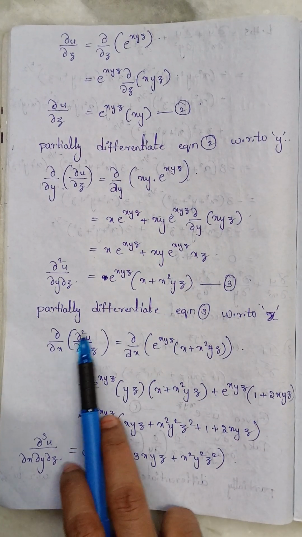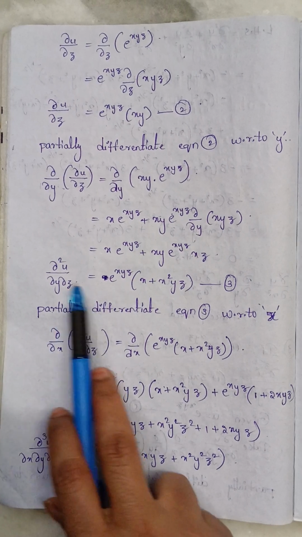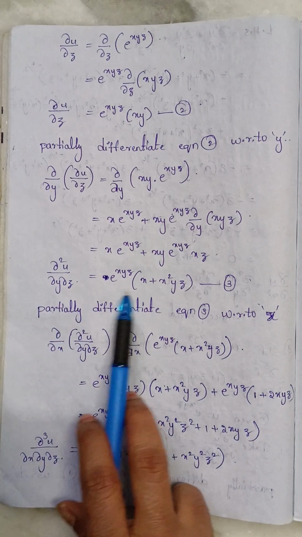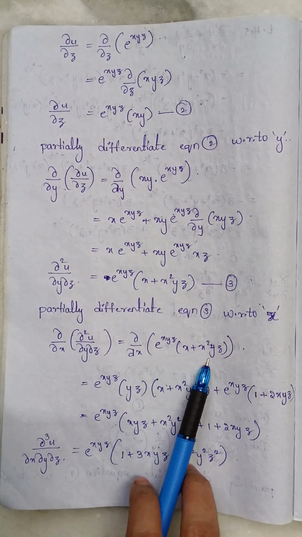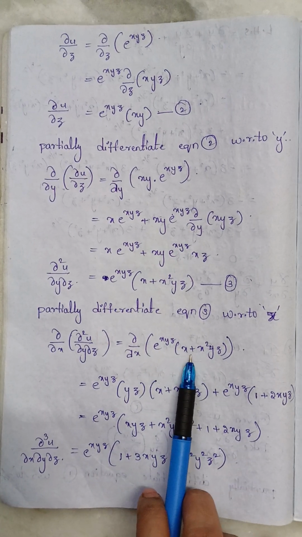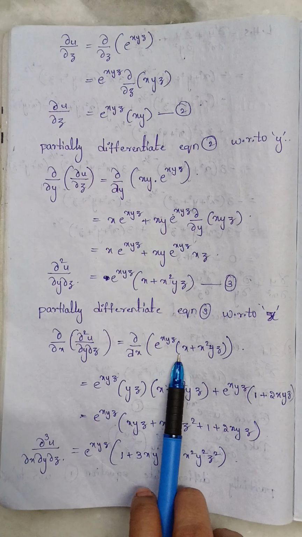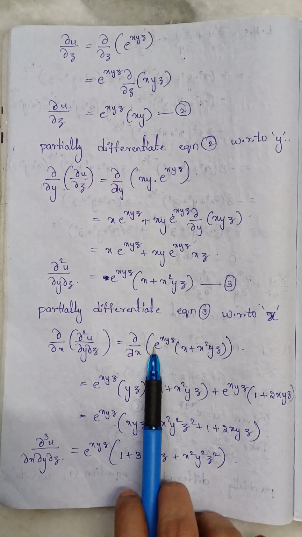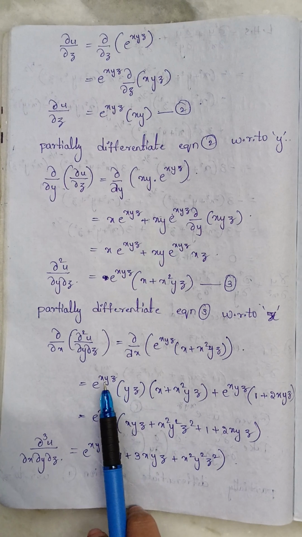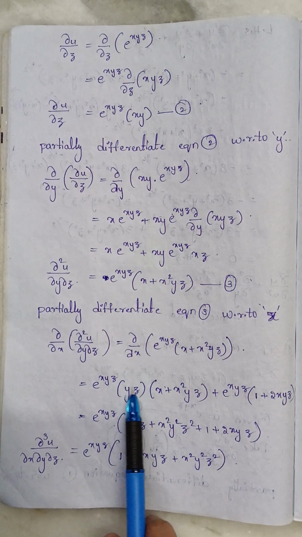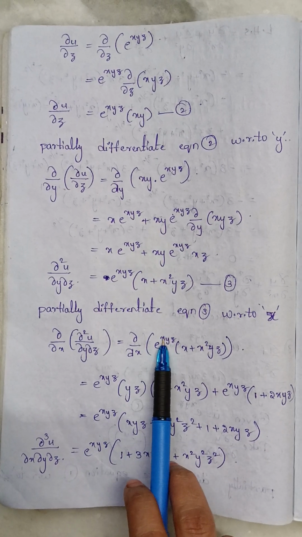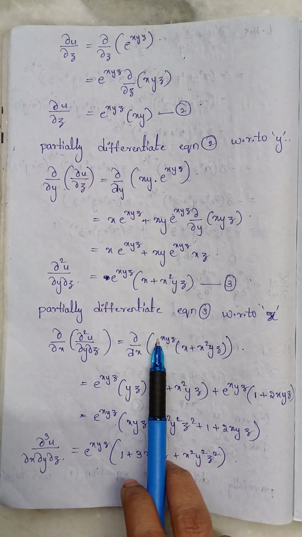Again we want ∂³u/∂x∂y∂z for this function. So we need to take the partial differentiation with respect to x on both sides. So ∂/∂x of this function. Now here it contains x, and here also it contains x. That's why it is in the form of u into v. That means u'v plus uv'. So u' derivative of e power xyz is e power xyz, and also with respect to x again we need to take the differentiation of xyz. So with respect to x we are doing, means yz is constant into x derivative 1.